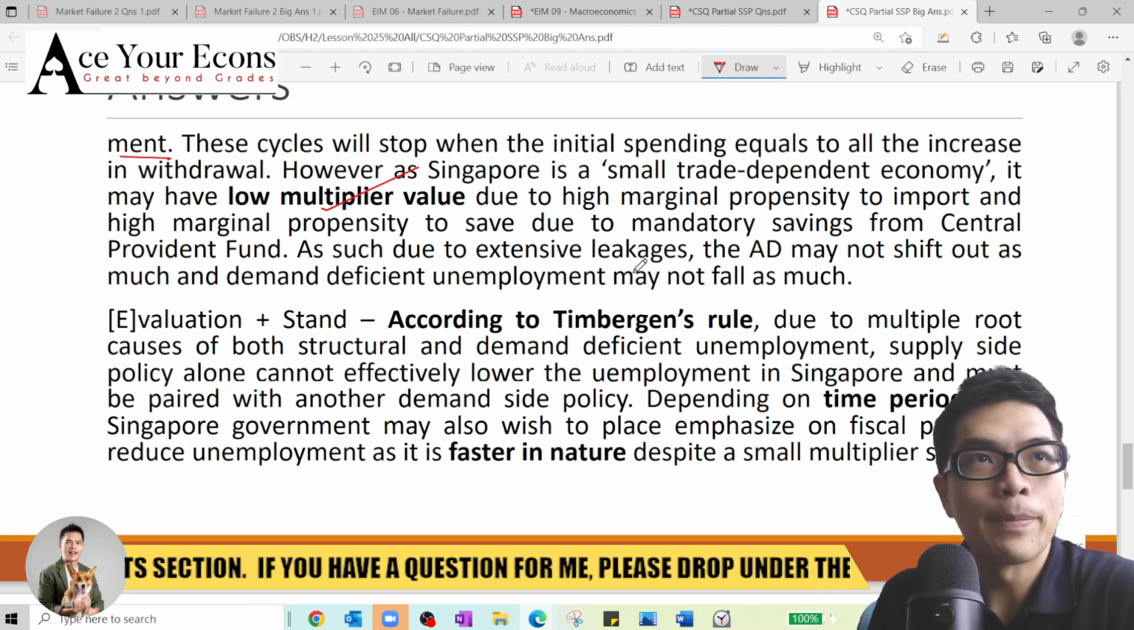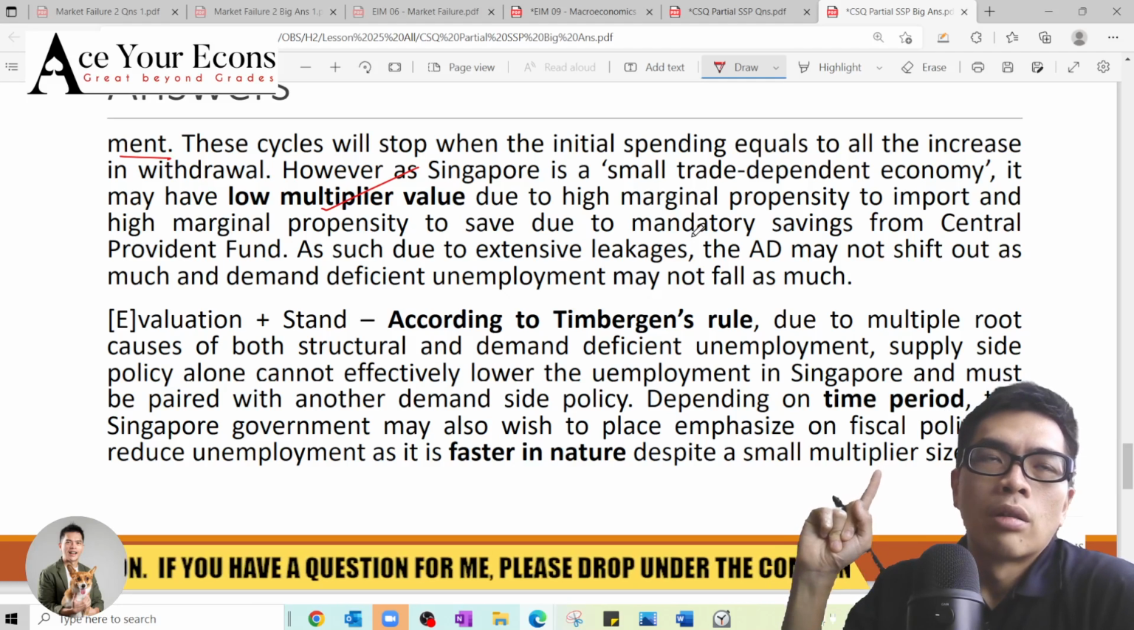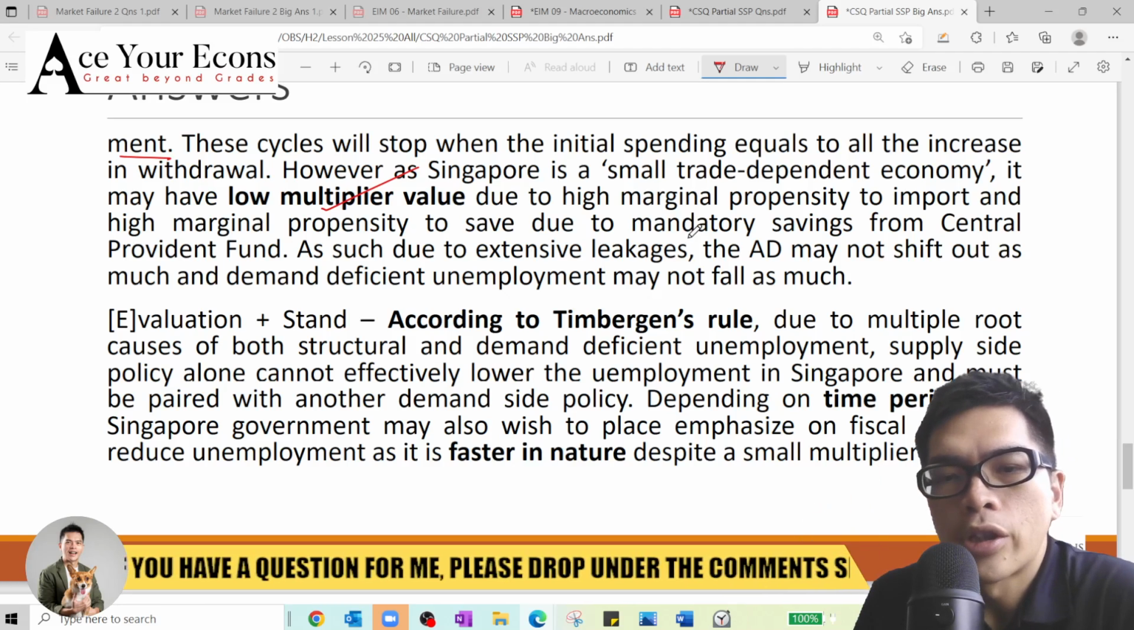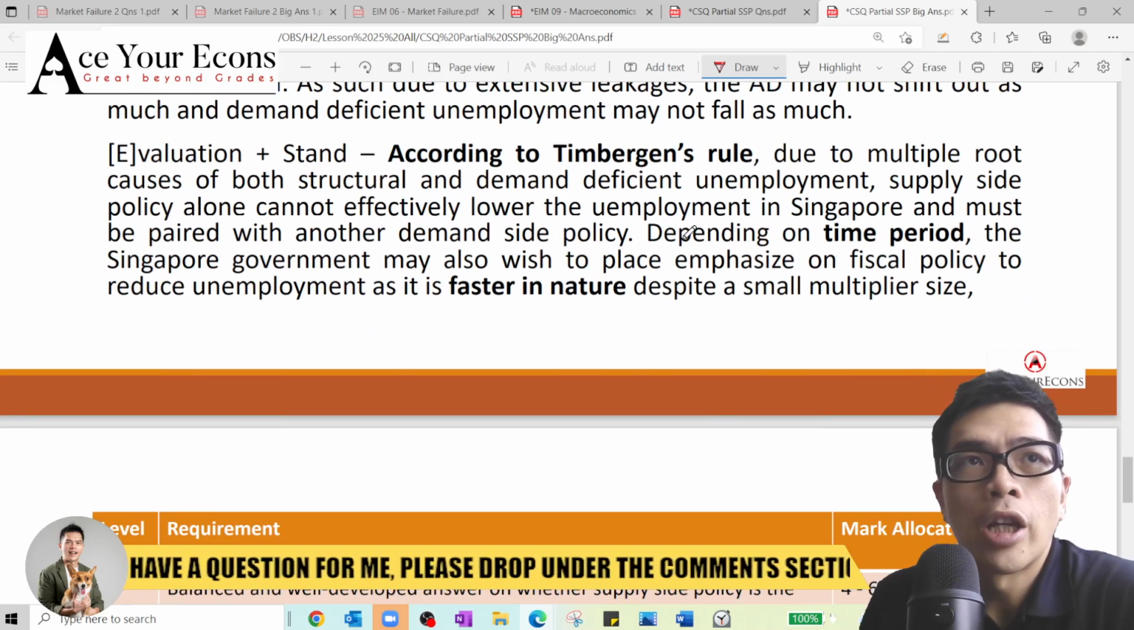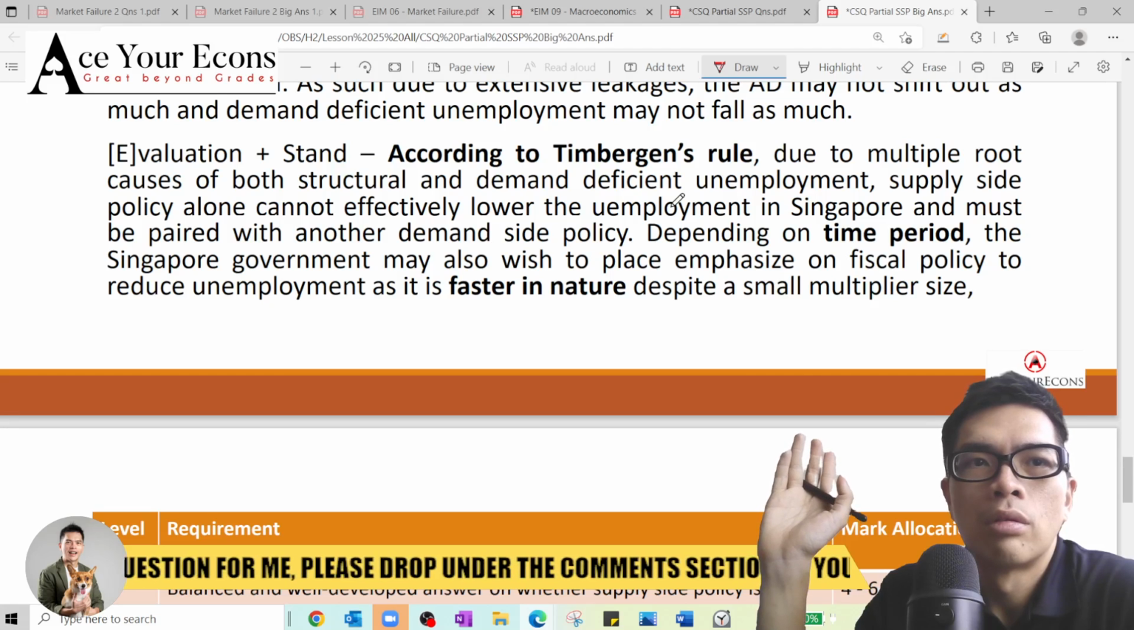So the last part, listen carefully. Let's finish up strong. A lot of students will tell me combination of policies. Check your answer. Got combination on anyone? Combination? Yes?